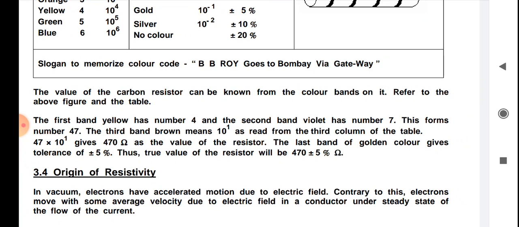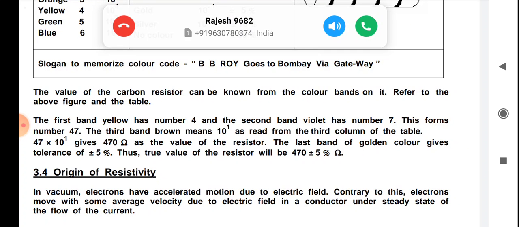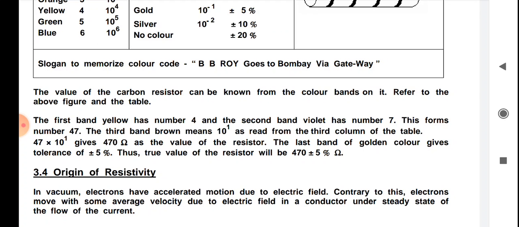The third band brown means 10 to the power 1, and as read from the third column of the table, 47 into 10 to the power 1 gives 470 ohms as the value of the resistor. The last band of the golden color gives tolerance of ±5%. Thus the true value of the resistor will be 470 ±5% ohm.